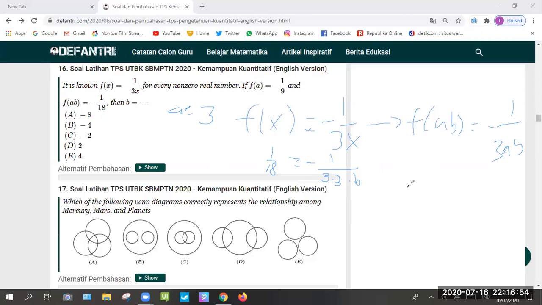Multiply 3 by 3 and multiply by B. Okay. The answer is 1 per 18, which is the same as minus 1 per 9b. So we can conclude here 9b is minus 18. So b is minus 18 divided by 9. So b comes up with minus 2. So the answer is C.